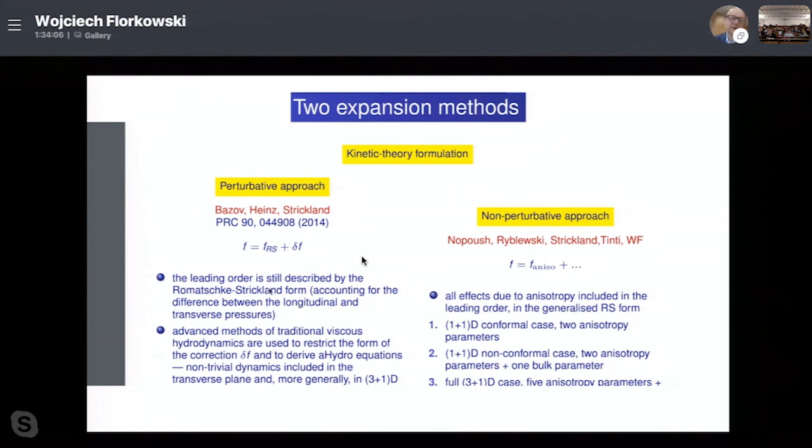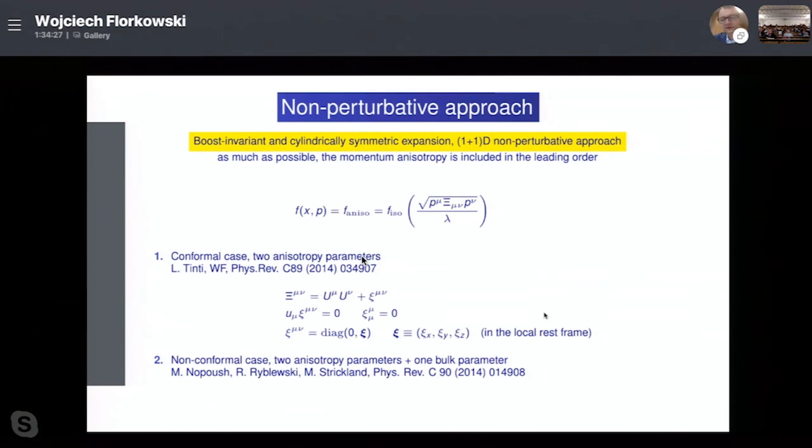You can always say the distribution function has this Romatschke-Strickland form, which is anisotropic only in one direction, and then you can find corrections like Nicol and collaborators, or you can put all the anisotropy into the leading distributions. Actually, the final idea behind this anisotropic hydro, which was realized by Leonardo Tinti, was that you have to introduce an anisotropic tensor into the distribution function and introduce new parameters here.